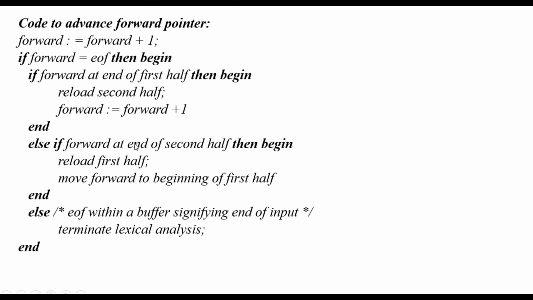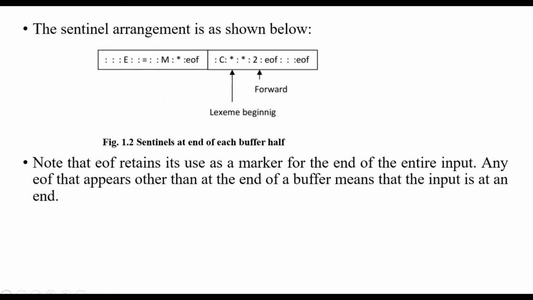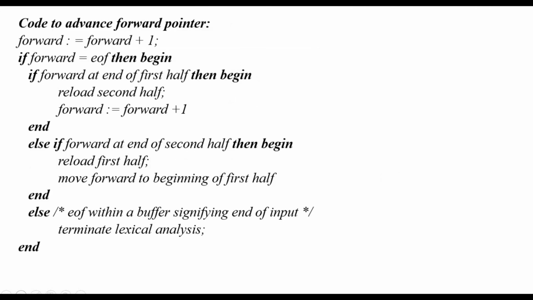Else if forward is at the end of the second half, then reload the first half and the forward pointer moves to the beginning of the first half. If your forward pointer is at this place, then you have to reload the first half and your forward pointer is moved to this place. It means the beginning of the first half. So these input buffering techniques are used to speed up the lexical analysis.